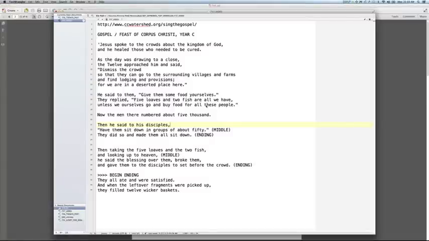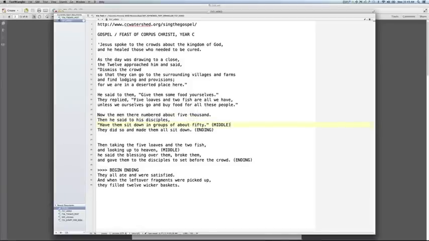So, I mean, you could do numerous things, I suppose. You could go, "have them sit down in groups of about 50," which breaks the rules. Or you could do it another way, which also breaks the rule. It's just a difficult question. You could break the rules if you want, or you could go, you know what? I'm going to make the middle here: "Now the men there numbered about 5,000. Then he said to his disciples, have them sit down in groups of about 50. They did so and made them all sit down."